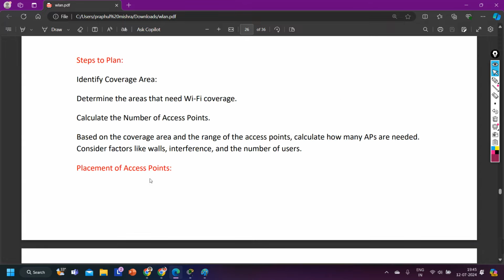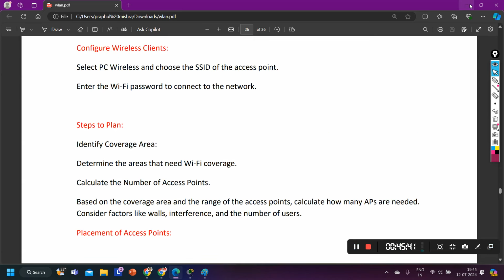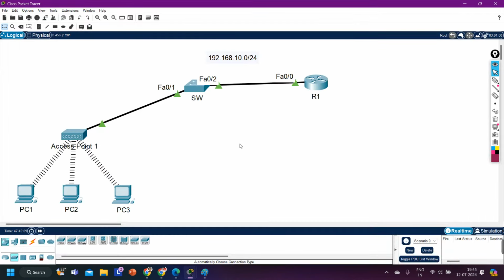Okay, so we'll discuss more about access points, guys, in the next video, because the length of this video is already 45 minutes. So today we discussed the roaming process in wireless networking, how a client machine moves from one AP to another AP.